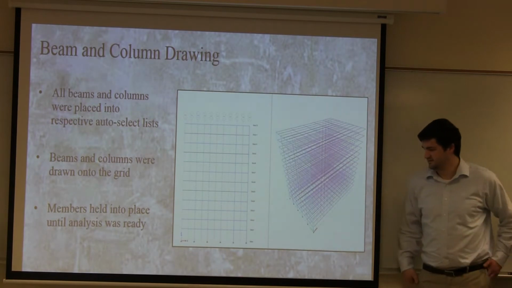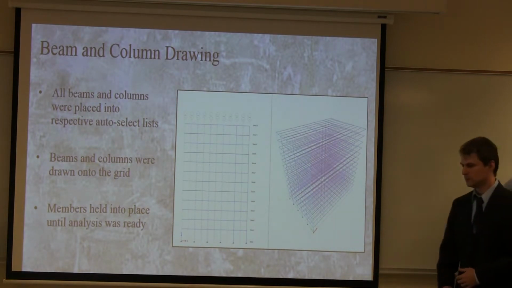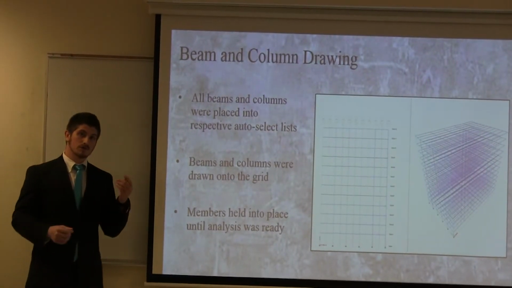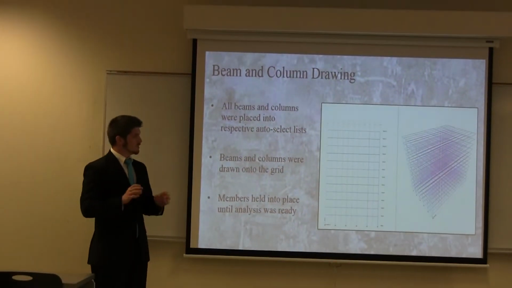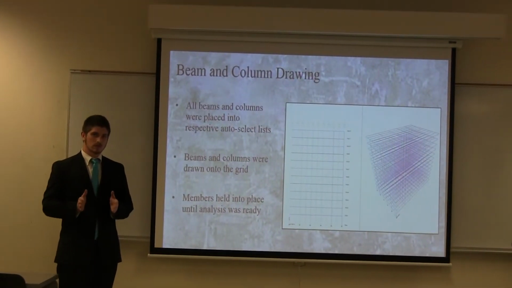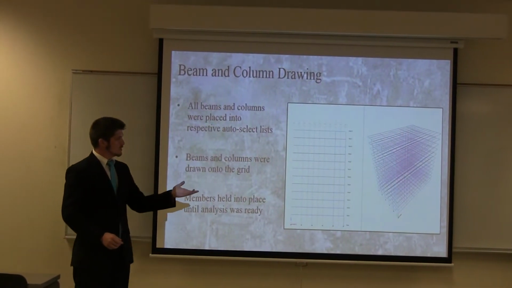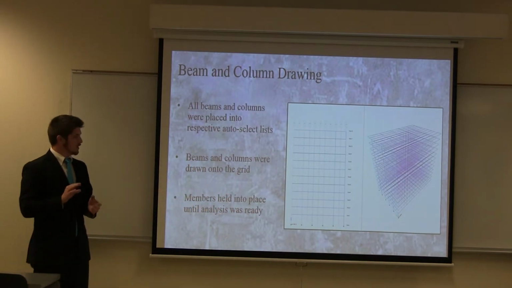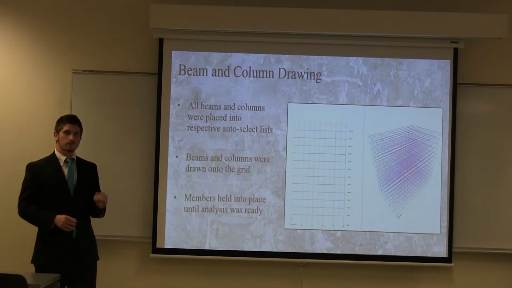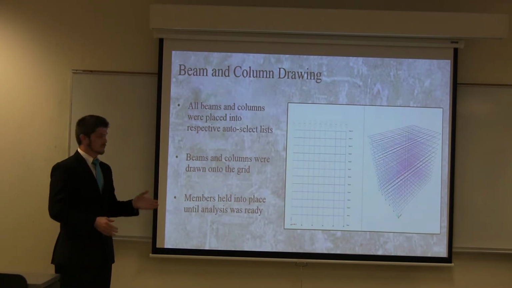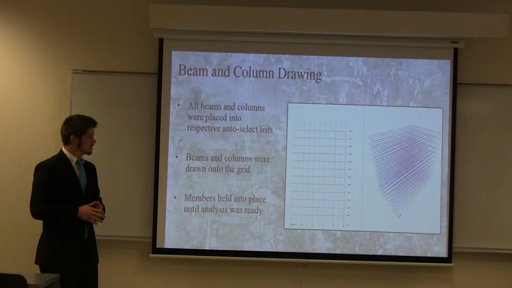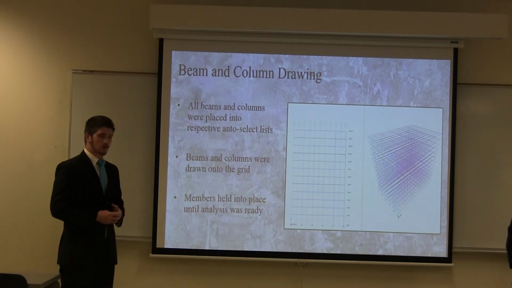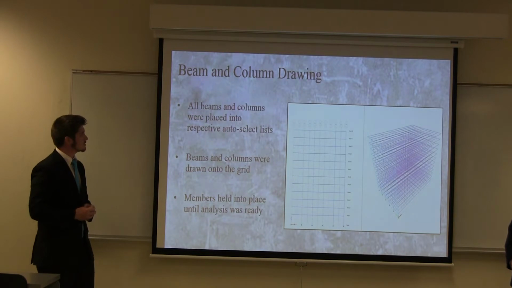Next, we moved into the drawing of the actual building itself. And in order to do this, we took the beams that we made, the columns that we made, both square and circular, and we put each of these into respective auto-select lists. And then we drew each on the grid line that we assigned. That way, the software would select it from the respective auto-select lists. So for beams, it would select from the beams auto-select list. For the round columns, it would select from the round columns auto-select list, and for the square columns, the square columns auto-select list.